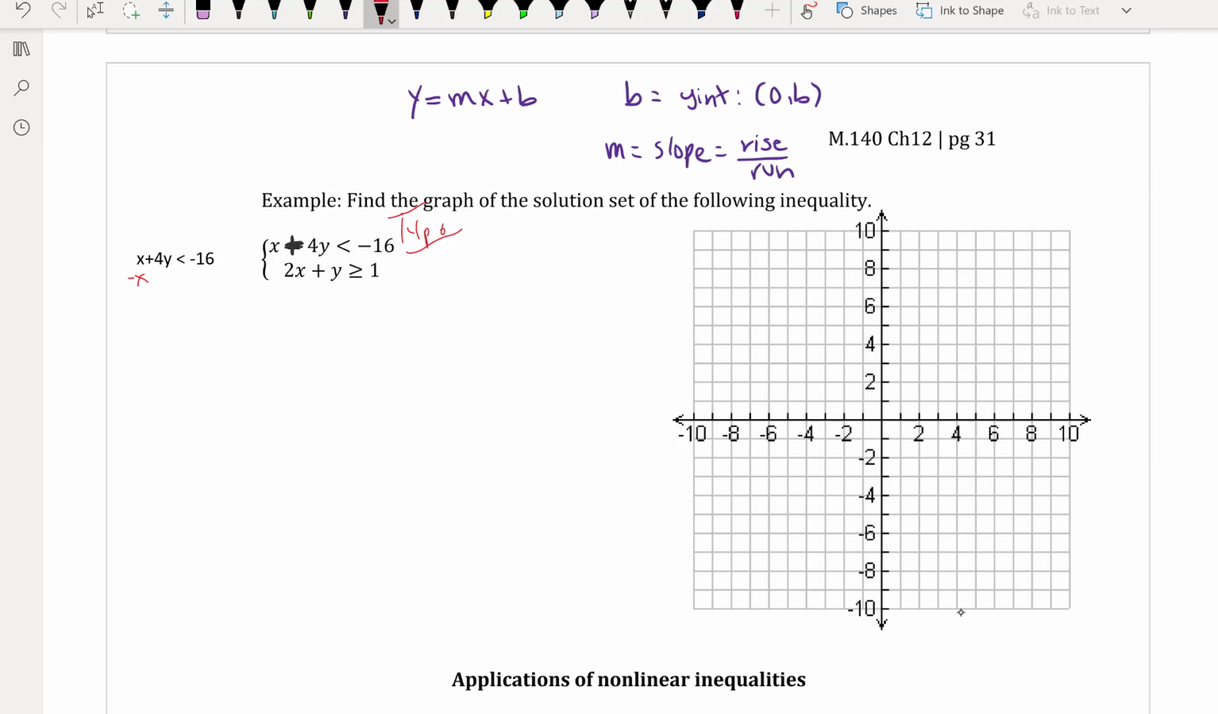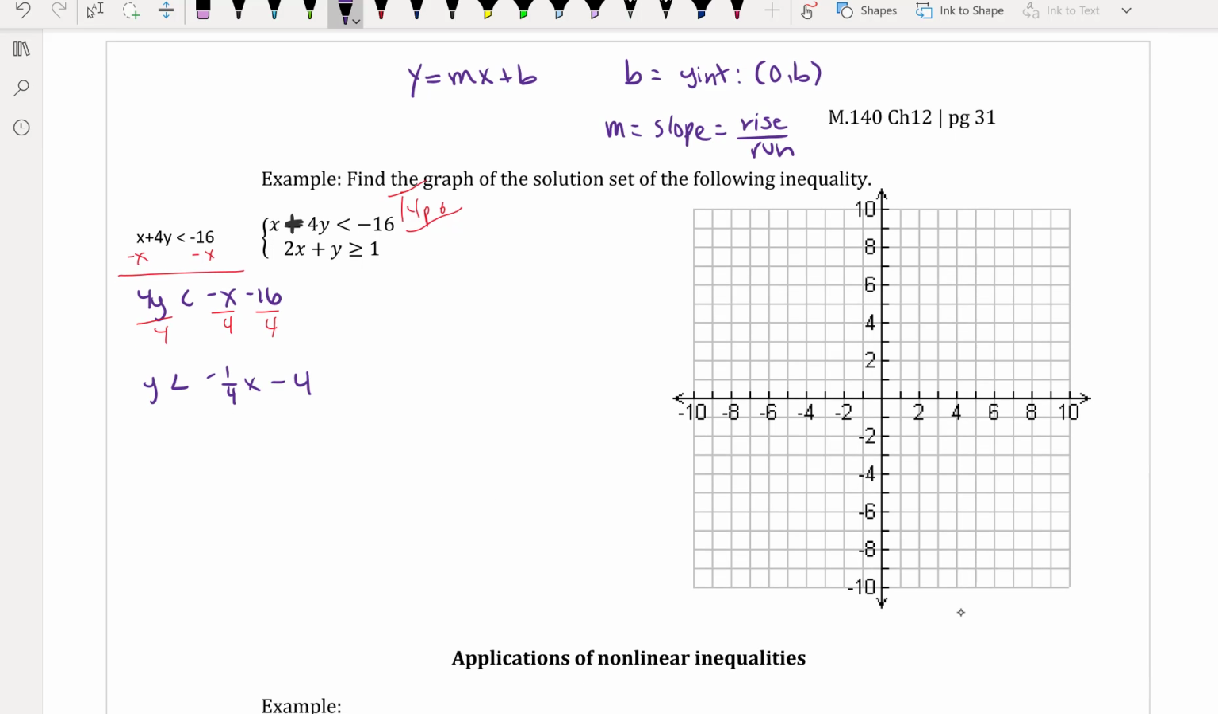So I'm going to subtract x from both sides. That gives me 4y is less than negative x minus 16. Now I divide every piece by 4, so that I get y is less than negative 1/4 x minus, and if I have 16 divided by 4, that should give me 4. And because of the way that this looks, it's going to be a dashed line.